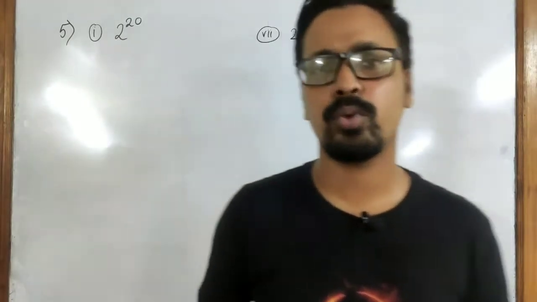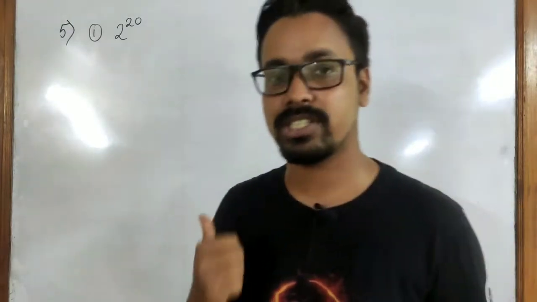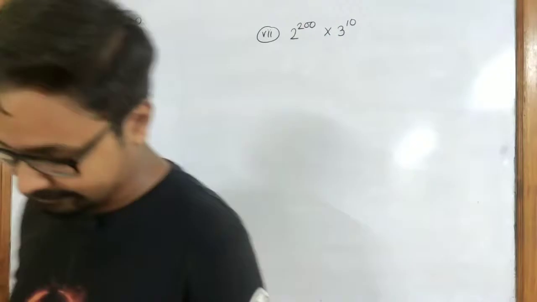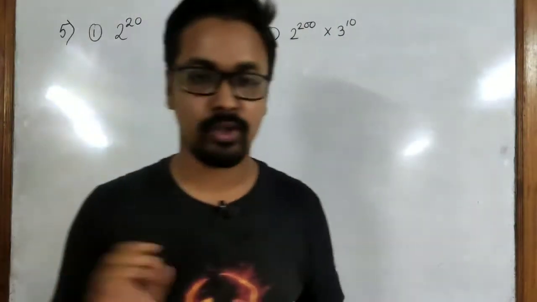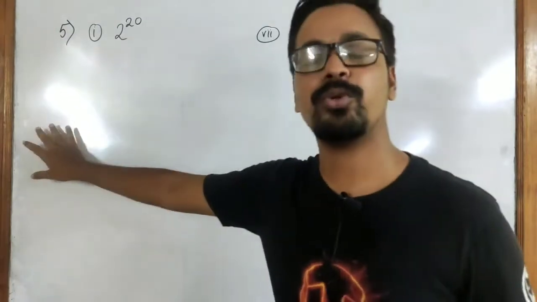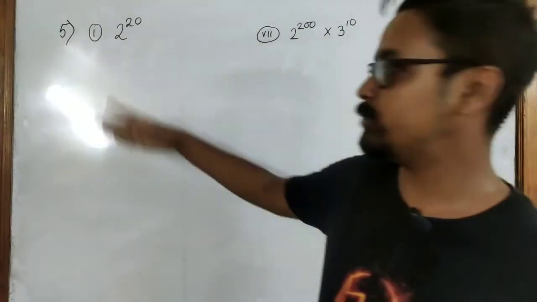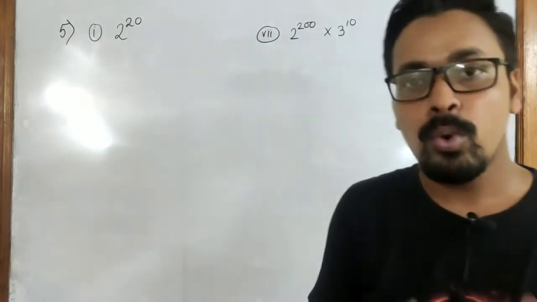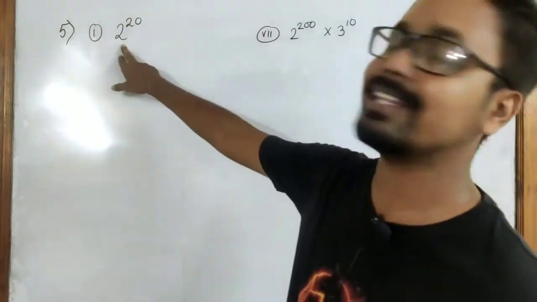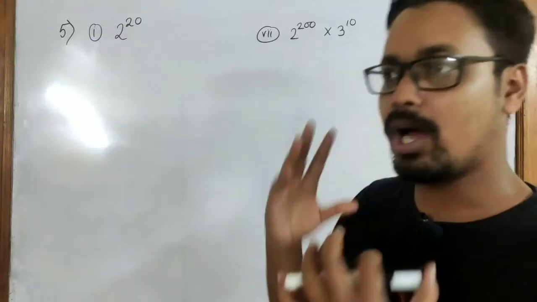So we had completed up to question number 4. So we'll start with question number 5 here. What do we have to do? If you read the question, it says to find the number of digits in the following numbers. If you try to find the value of 2 to the power 20, it is going to be a huge number, so it is not easy to find that value. So we will use logarithm to know how many digits are going to be in the value of this number.